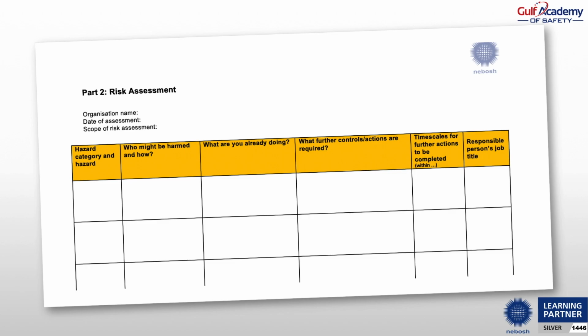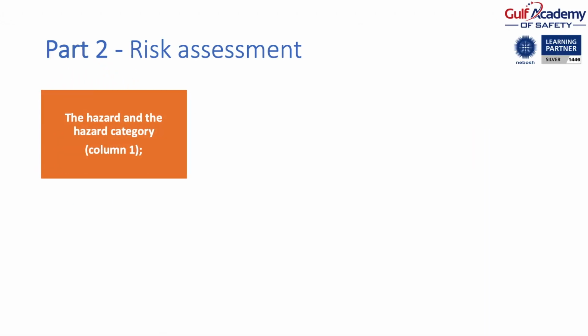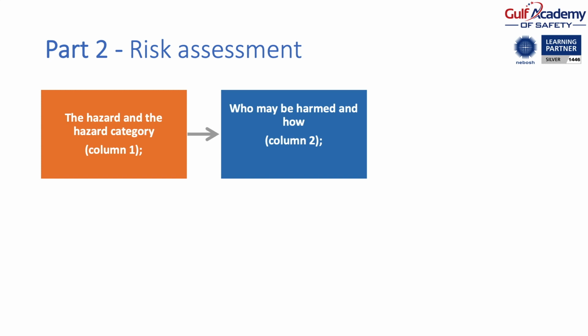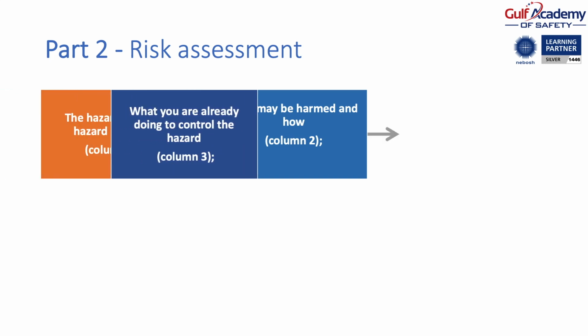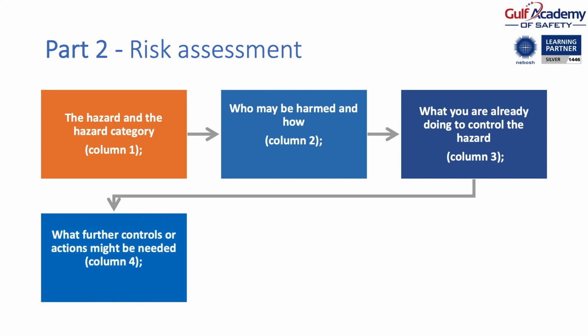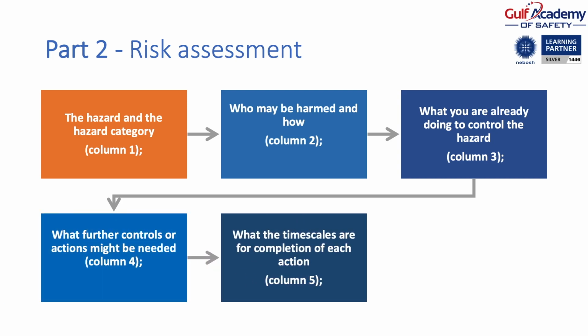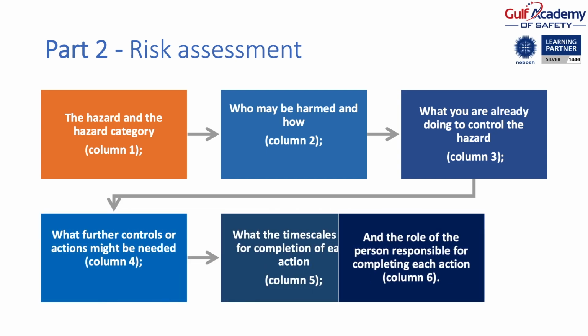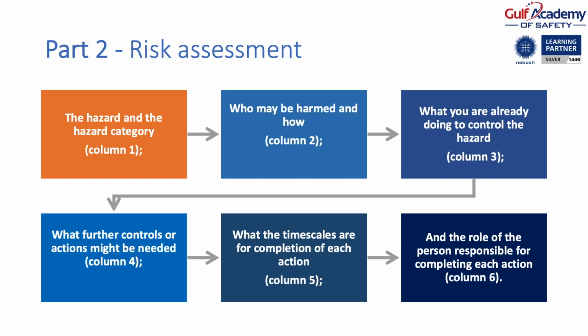Let's look at each column now. In column 1 you need to mention the hazard and the hazard category. In column 2, who may be harmed and how. What you are already doing to control the hazard in column 3. What further controls or actions might be needed in column 4. In column 5 what the timescales are for completion of each action. And in column 6 the role of the person responsible for completing each action. Now we will discuss further in the video with example.